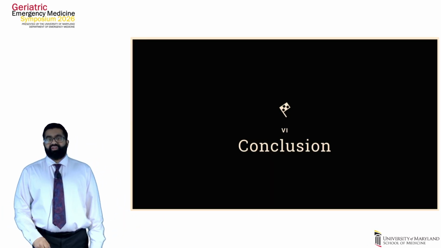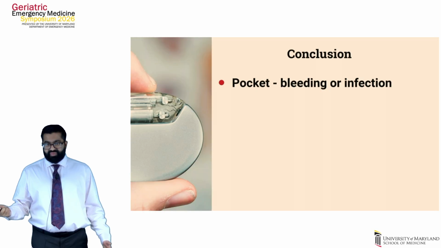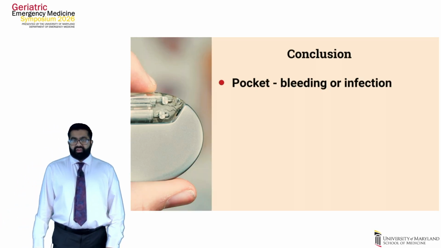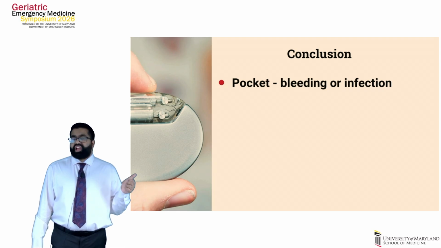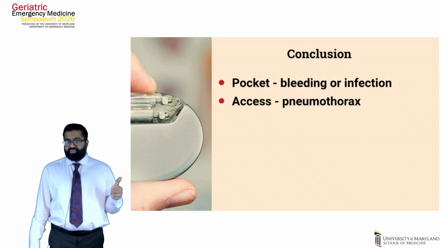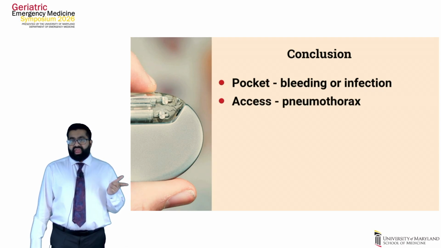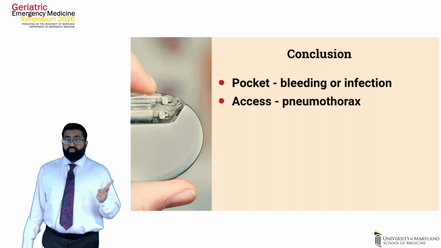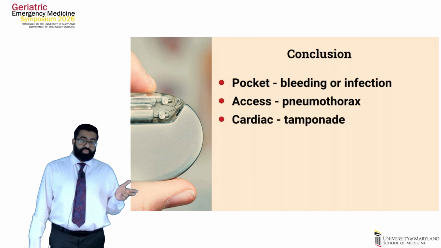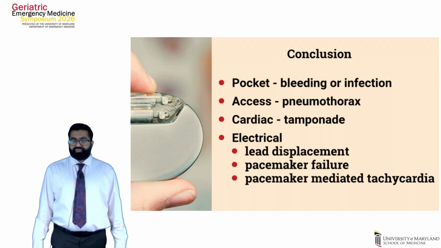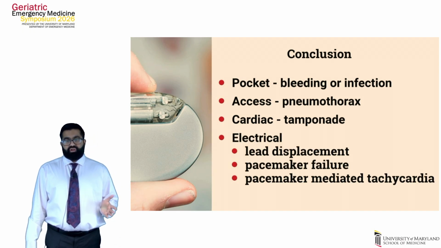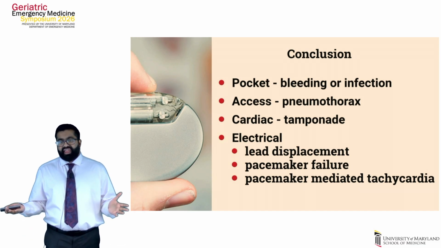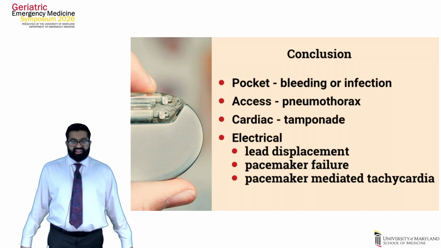So we've talked about so much content today, and I appreciate your attention. Just to wrap up a few points. When evaluating a pocket, always check for bleeding or infection. When thinking about access-related complications, make sure you're not missing a pneumothorax or even tamponade from a perforation. And then for electrical, make sure you consider lead displacement, pacemaker failure, and pacemaker-mediated tachycardia as well.